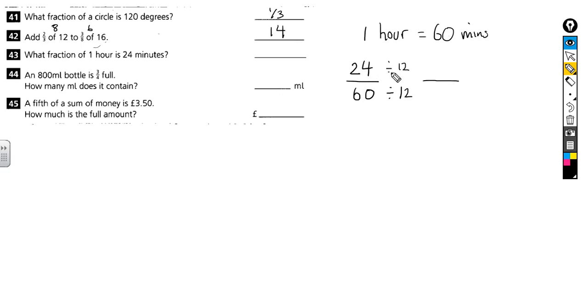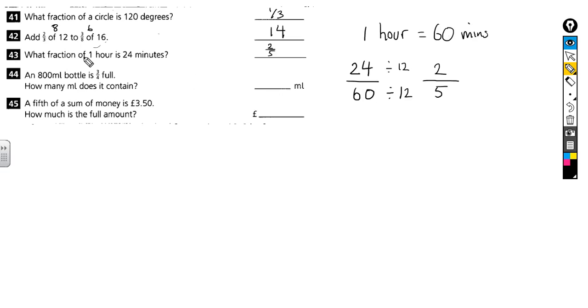So 24 divided by 12 is 2, and 60 divided by 12 is 5. There's 5 12s in 60. 12 times 5 is 60. So that gives me 2/5. Okay, 2/5 for that one. Let's have a look at this next question here.